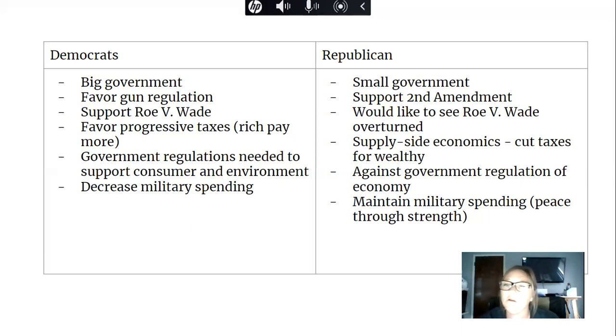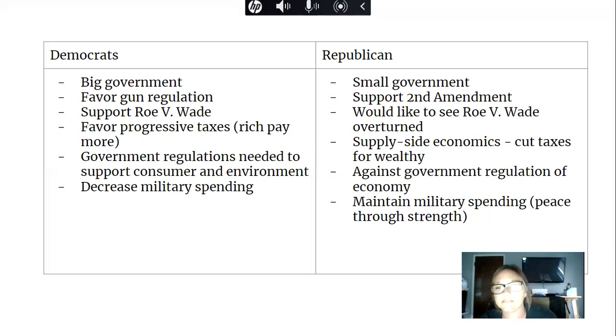And they support, hopefully this kind of rings a bell, supply side economics. So that's the idea that if you cut taxes for the wealthy, the rich, the big corporations, ideally that money will then trickle down into the rest of the economy. So if we're cutting the taxes for Amazon, ideally they pay their workers more, which allows for a continued stimulation of the economy, because if people have more money in their pocket, they tend to spend more money.